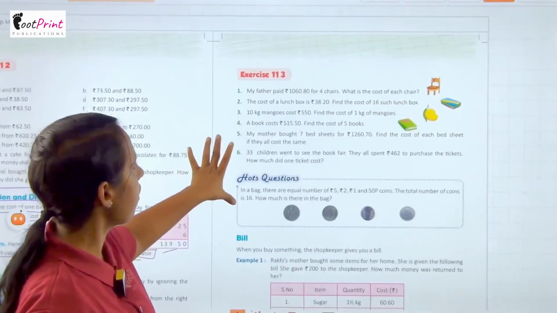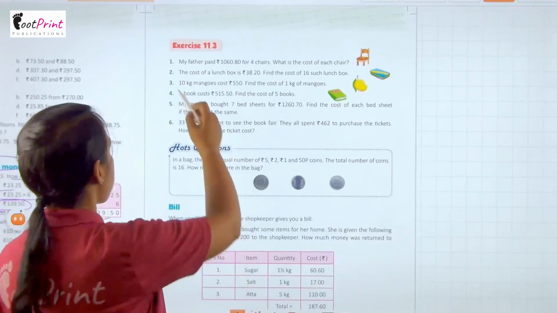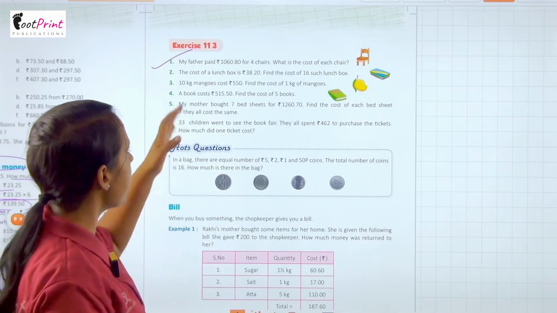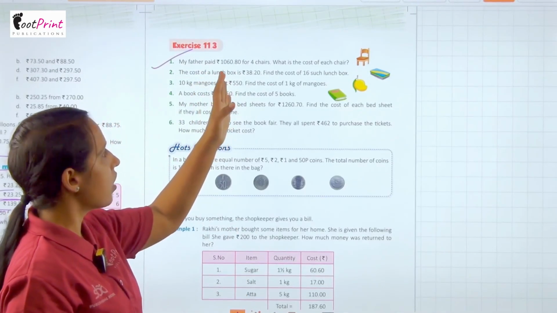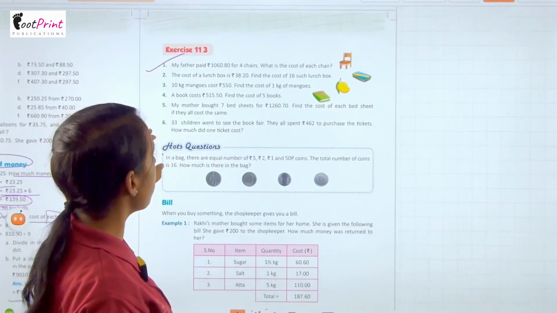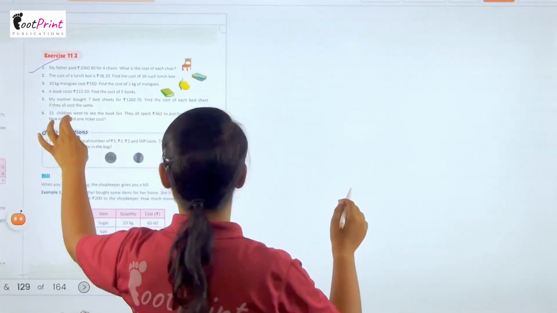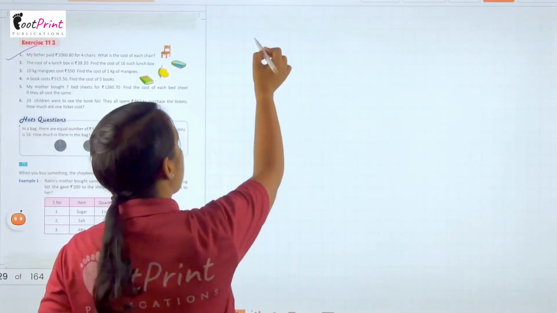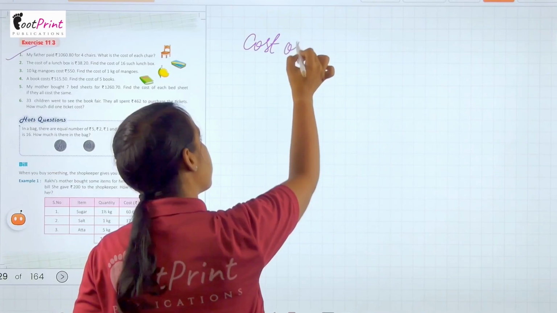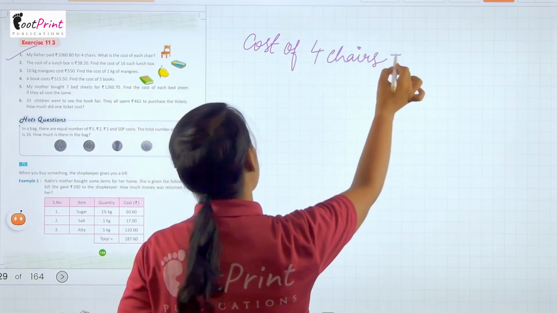Now here we have exercise 11.3. Let's solve it. The first question is, my father paid 1060 rupees 80 paise for 4 chairs and we have to find out the cost of one chair. So here we write first the statements. Cost of 4 chairs. 4 chairs ki kitni cost hai?